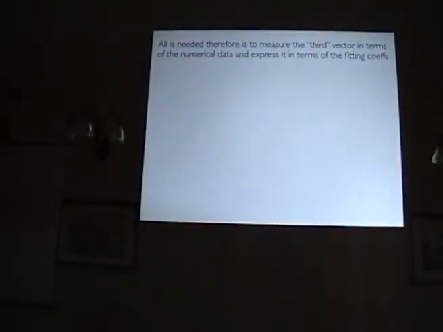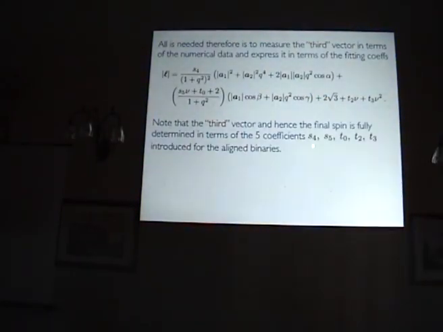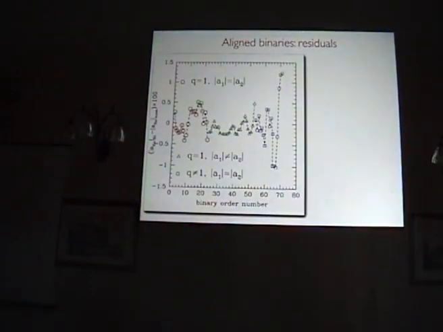Then you can just compare this with your data, and you end up with this fitting expression for L. And you can see that everything is determined in terms of the spins, of the mass ratio, and of the fitting coefficients. Okay? So you have just 5 fitting coefficients, which tell you all you need to know about this third vector. So the question is, does this work? It sounds like a complicated construction, and I'll show you that it actually works, at least to the best of our knowledge. So this is all the aligned binaries that we know.